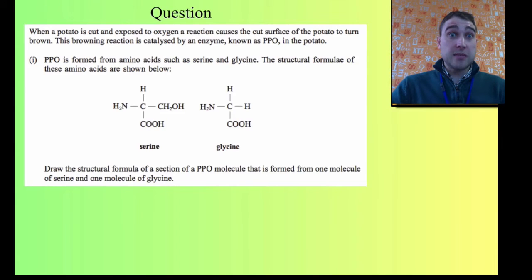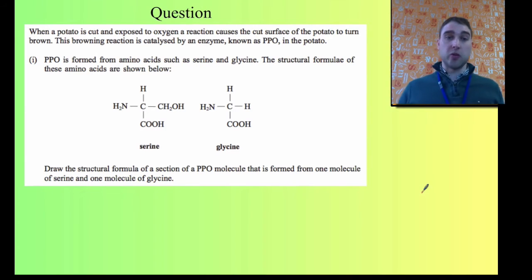So let's add some example questions. Here we have a question that says, when a potato is cut and exposed to oxygen, the potato starts to brown, and that's catalyzed by an enzyme known as PPO. PPO is formed from amino acids such as serine and glycine, which we've shown the structure of. Then it says, draw the structural formula of a section of PPO that is formed from one molecule of serine and one molecule of glycine.